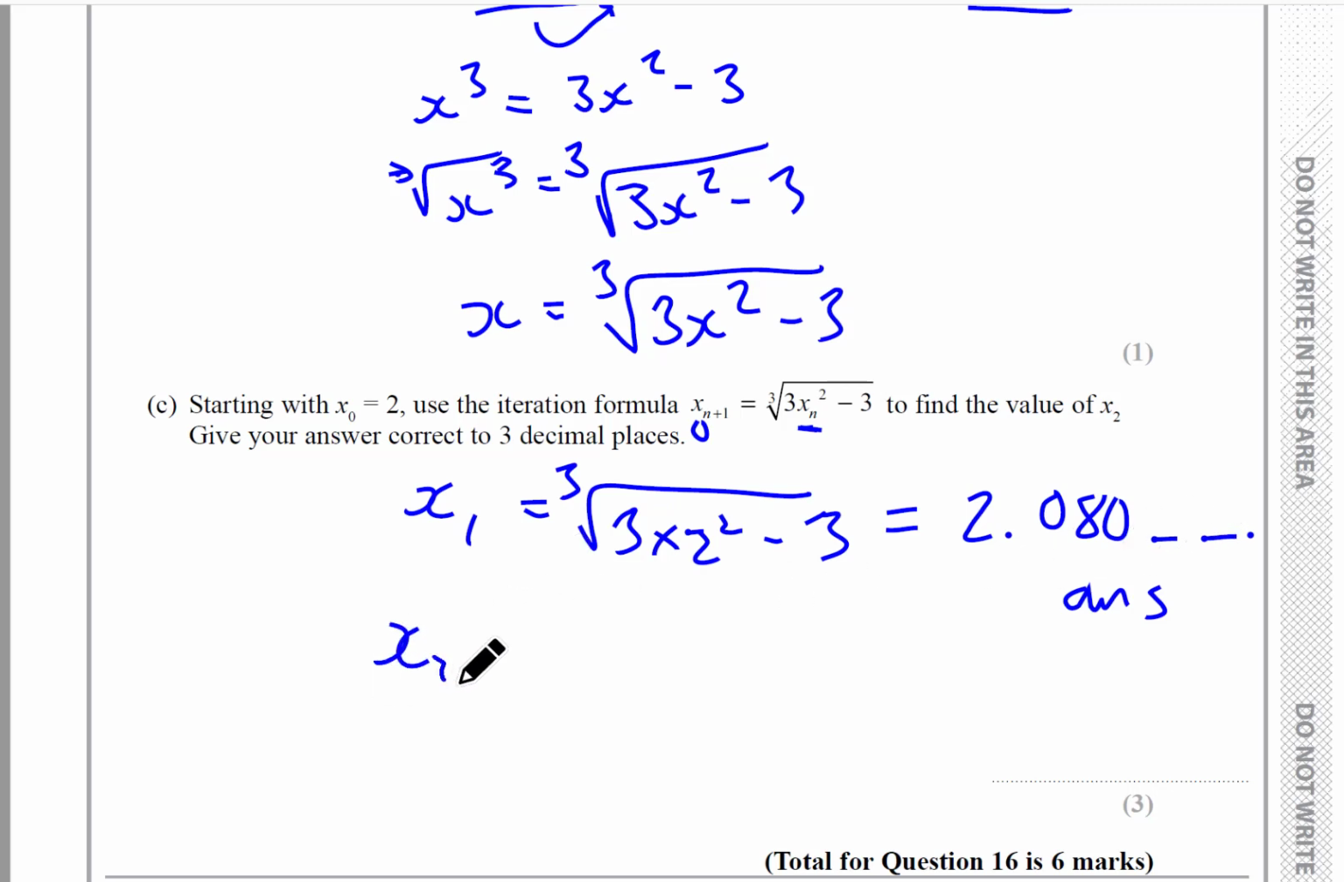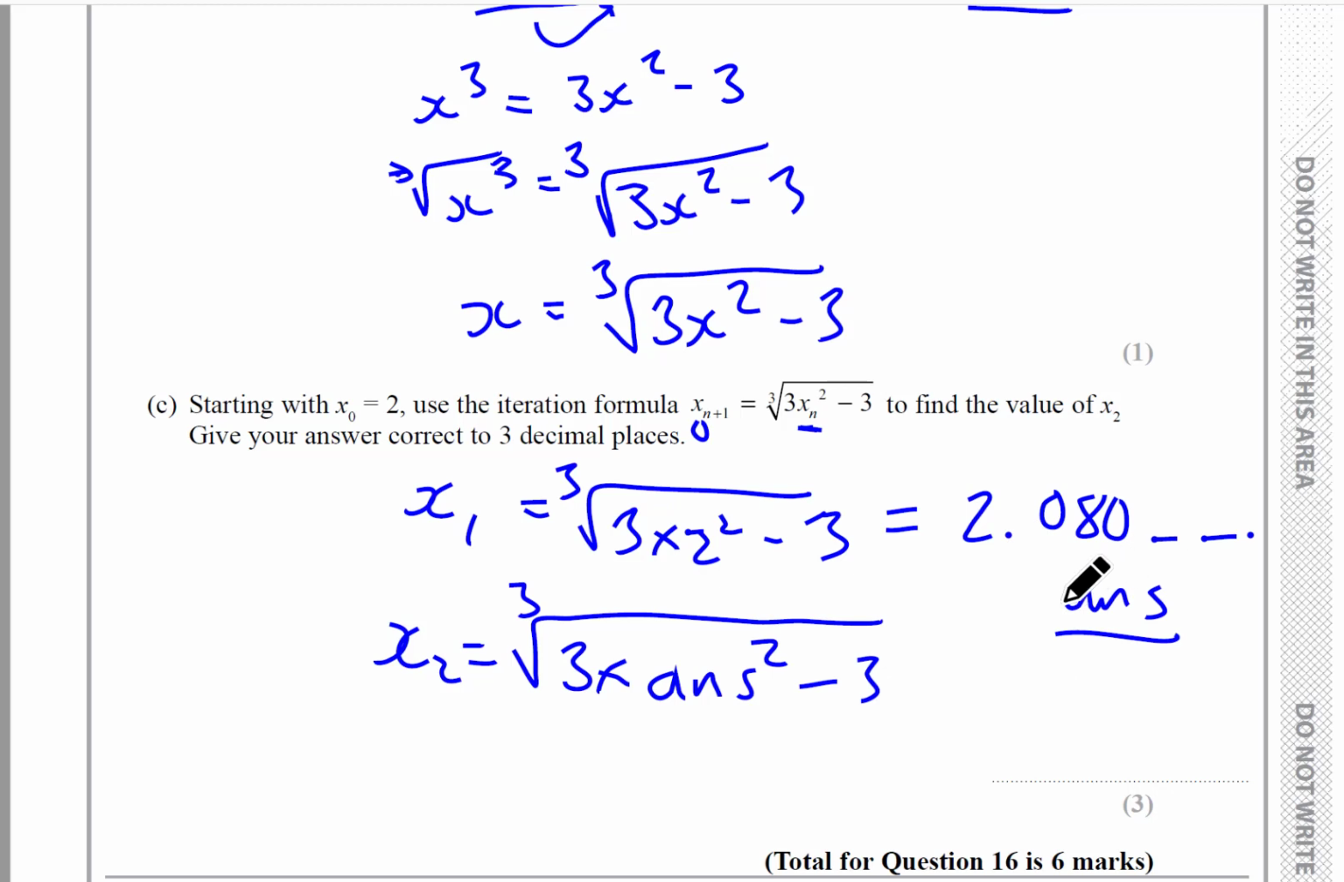So x2 would equal 3 times your last answer, so I'm just going to do your answer squared minus 3, and it does say give your answer to 3 decimal places, so that's why use the whole answer in the calculator, and that's 3.153.